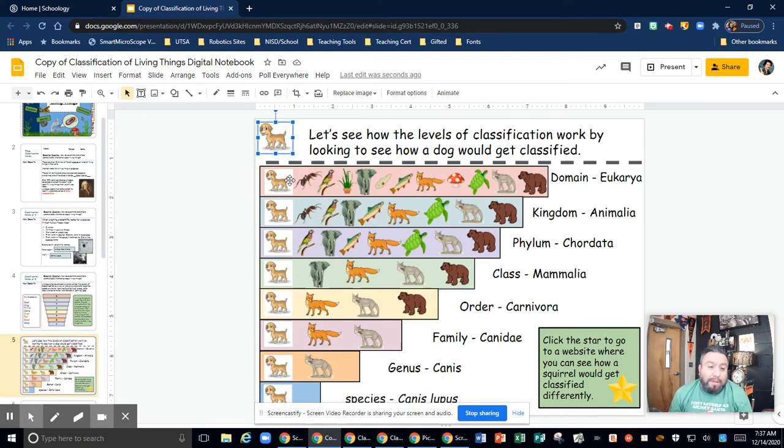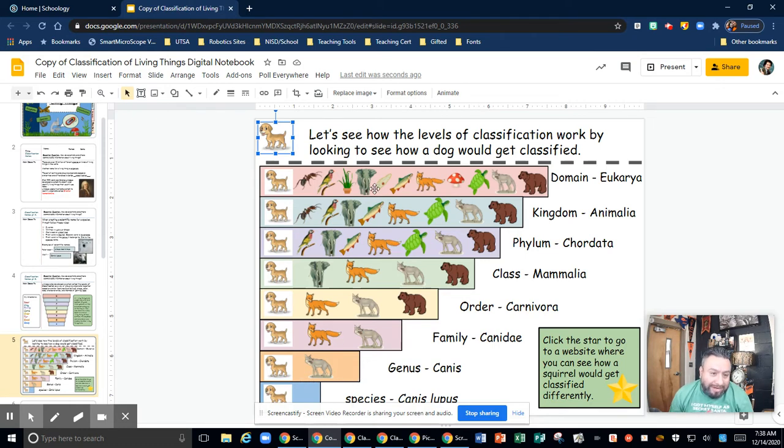So it belongs to the domain Eukarya because it's got a eukaryotic principle. It's got a cell, right, with a nucleus. Then it becomes kingdom Animalia because it's an animal. Phylum Chordata, it's got a backbone. Class Mammalia, it's a mammal. Order Carnivora because it eats meat. Family Canidae becomes like a dog family, dog-ish. Genus Canis, now we're getting more specific with the dogs. And then species Canis lupus.